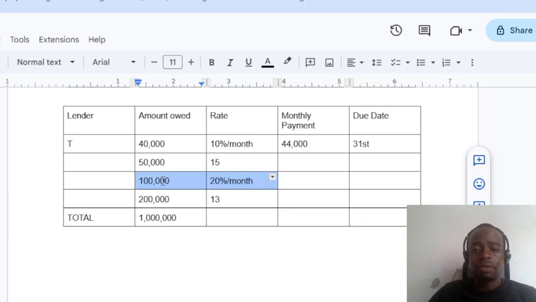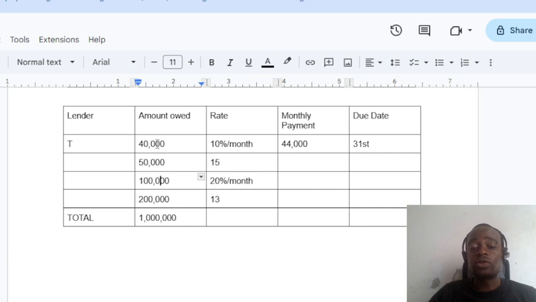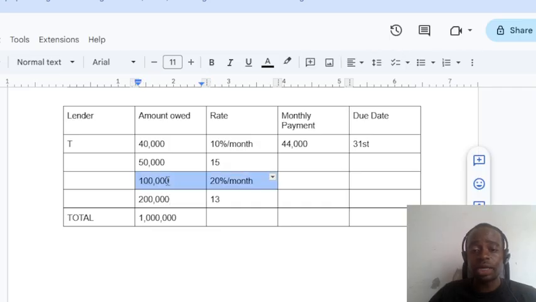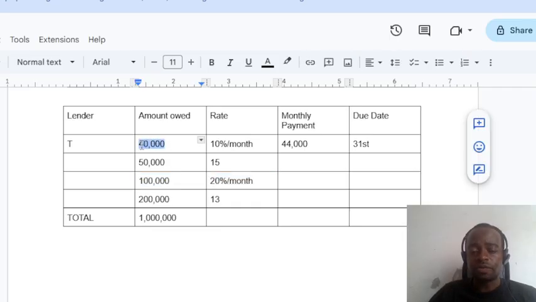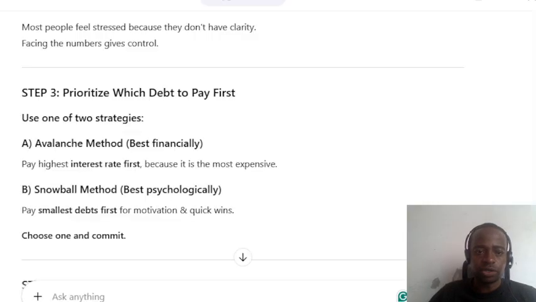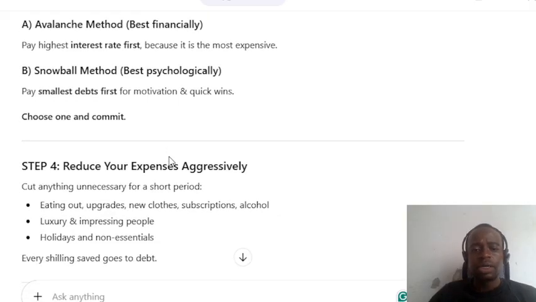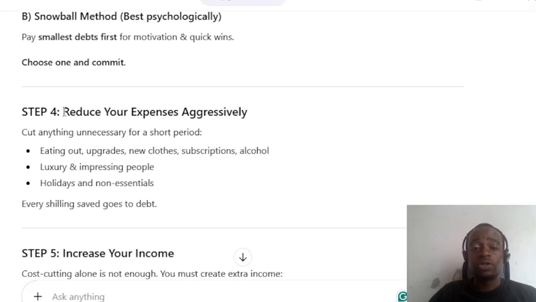But if I follow the snowball method, then I'm supposed to pay the least amount first, so that it can give me motivation to pay the bigger loans, right? So you can follow 2 steps: either pay the loan with the highest interest rate, or pay the small debts first, so that you can gain motivation. That's step number 3. Now step number 4 is that you need to reduce your expenses aggressively, which means that you need to change your lifestyle.